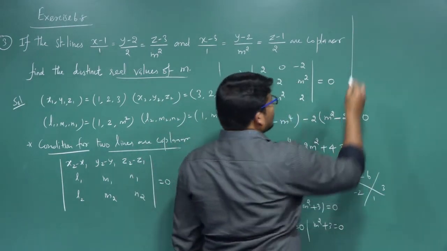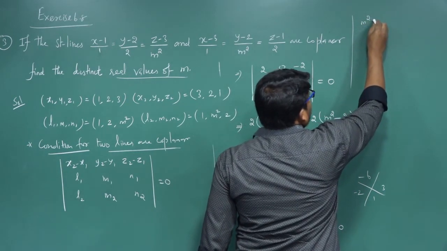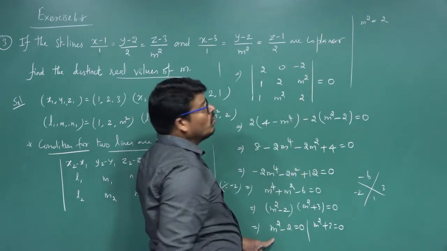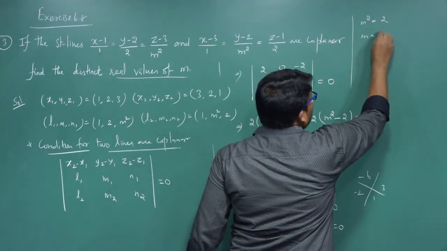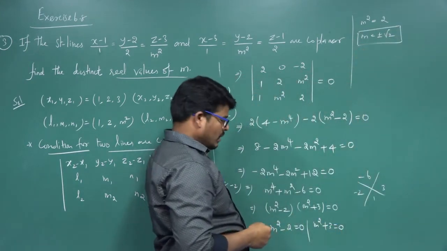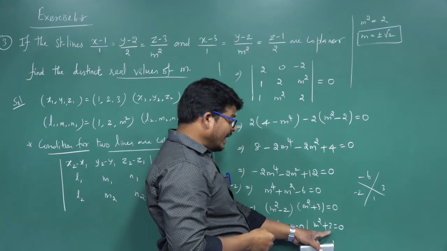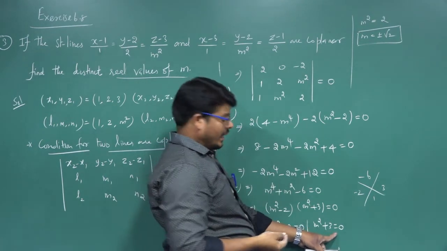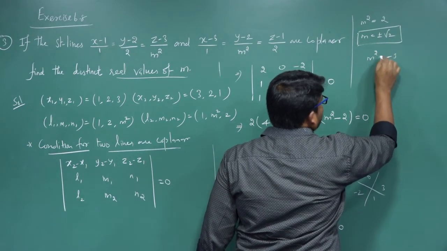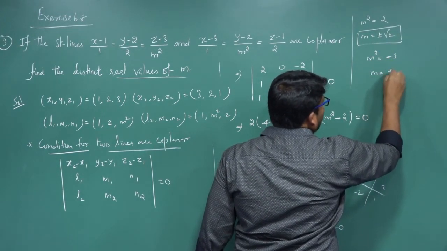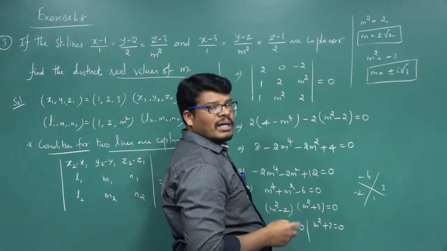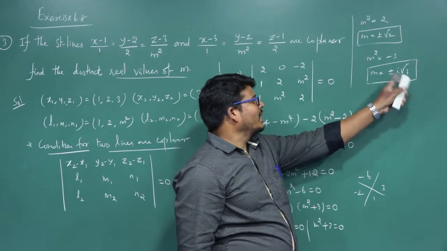m square minus 2 equal to 0, m square equal to 2, that is m equal to plus or minus root 2. Next one, m square plus 3 equal to 0, m square equal to minus 3. This gives m equal to plus or minus i root 3, that is a complex number.